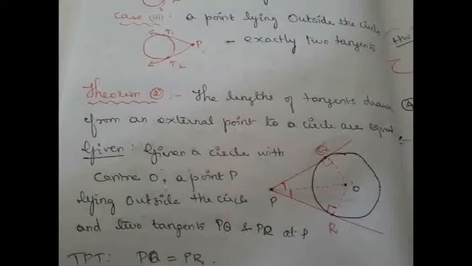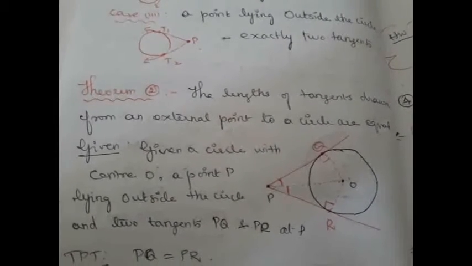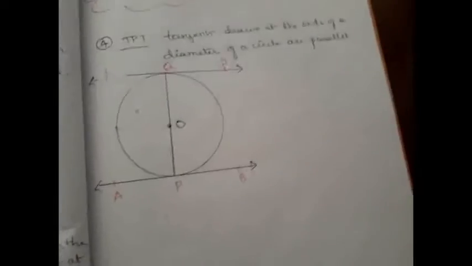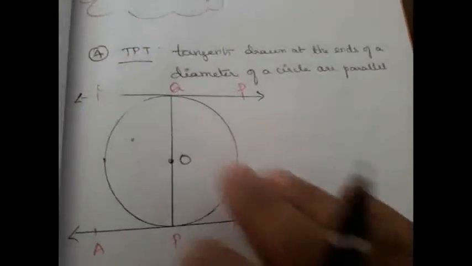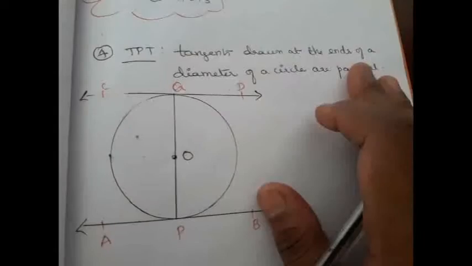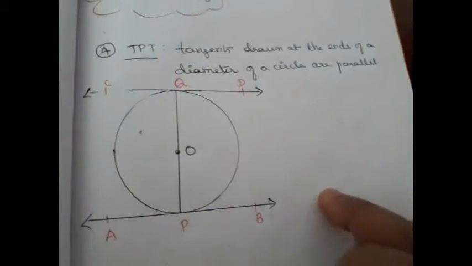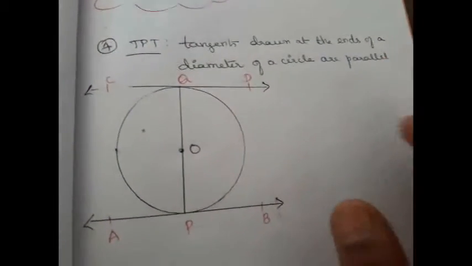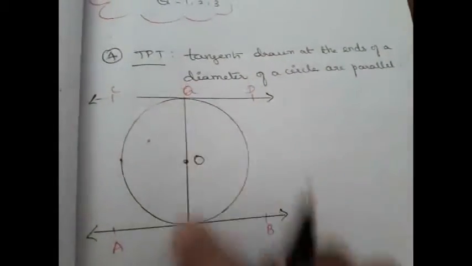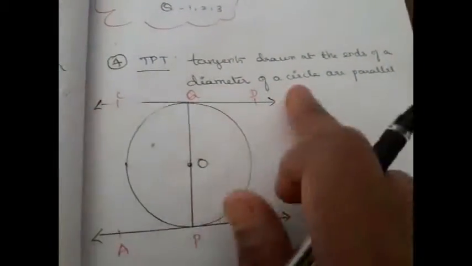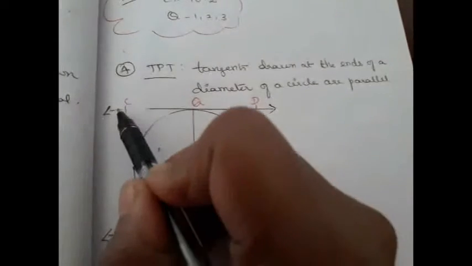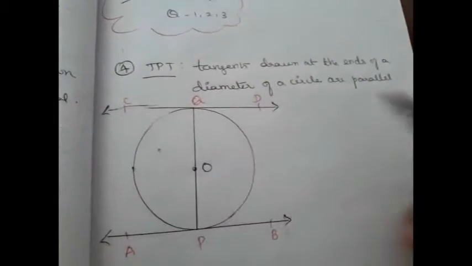Now let us continue with exercise 10.2, question number 4. We completed till question number 3 in yesterday's class. Question number 4 asks us to prove that tangents drawn at the ends of the diameter of a circle are parallel. We need to prove this: this is a circle and this is a diameter, and the tangents drawn at the ends of the diameter are parallel.